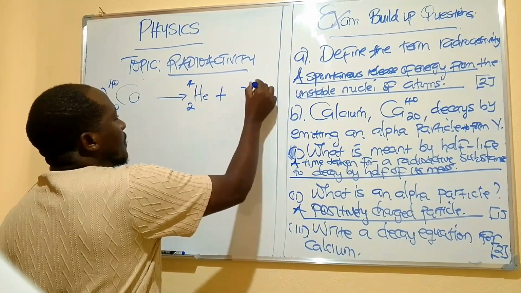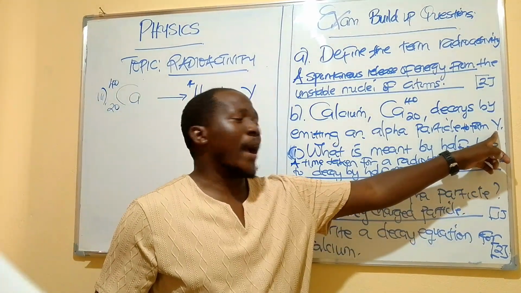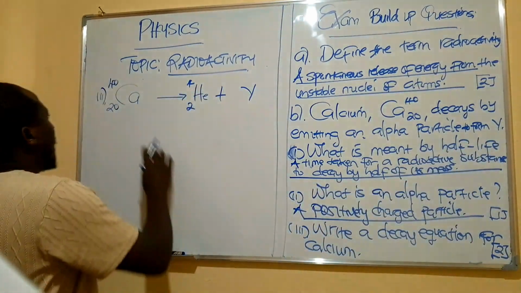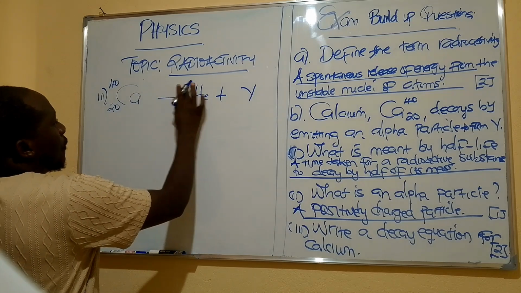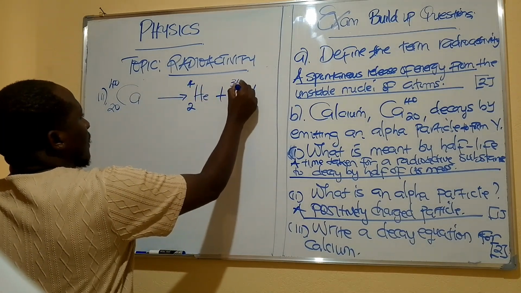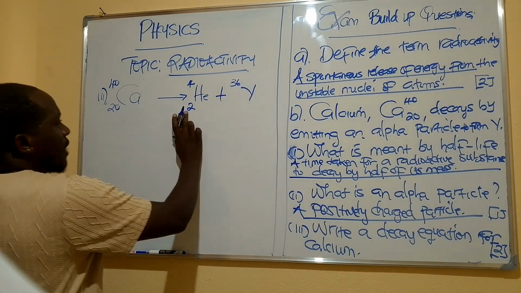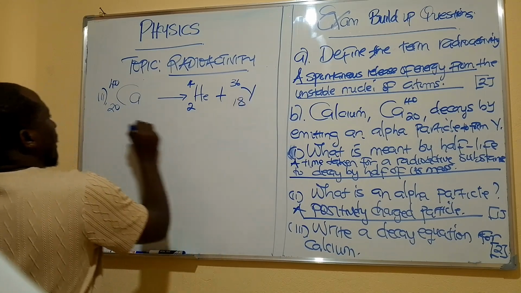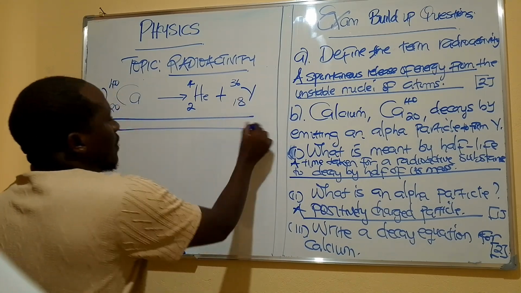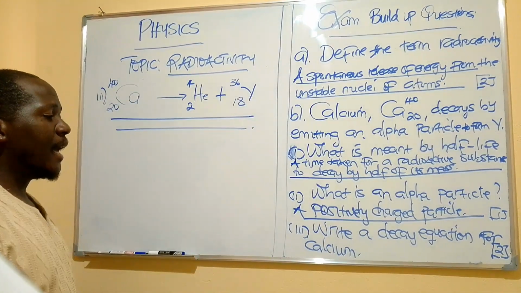Then plus, what is it forming? It's forming Y. What should you do? You subtract. So 40 minus 4 is going to give us 36. Then 20 minus 2 is going to give us 18. Having done that, it simply means we have written a decay equation.